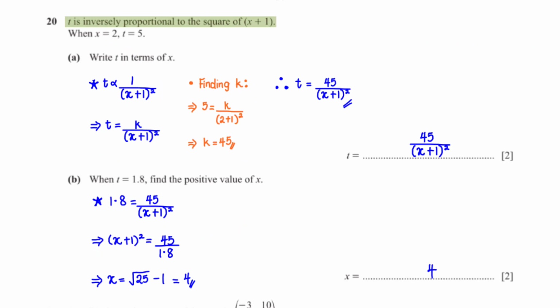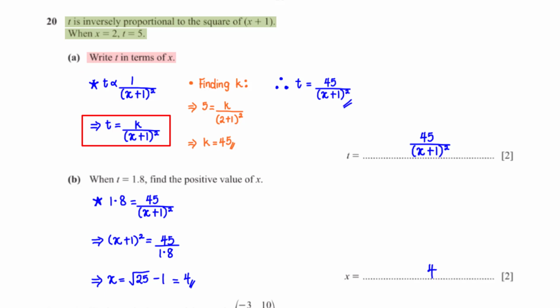T is inversely proportional to the square of x plus 1. When x is 2, t is 5. Write t in terms of x. In mathematical terms, we write t is inversely proportional to the square of x plus 1. We can rewrite this as t is equal to a constant, which we are going to call k, times 1 over (x plus 1) squared.